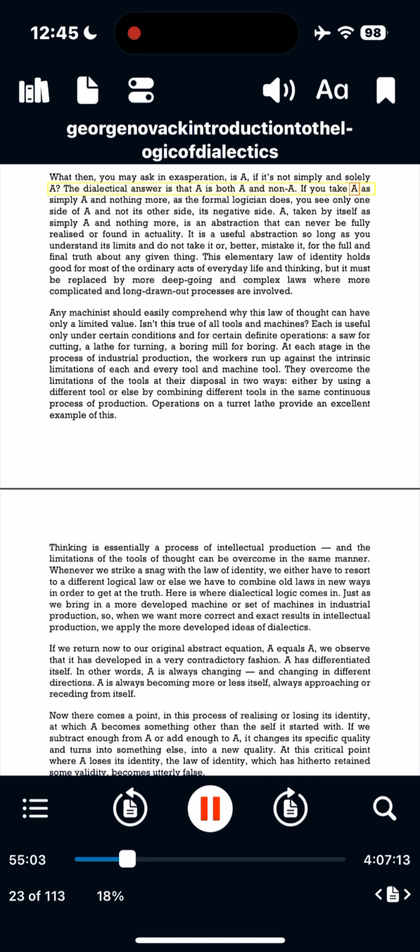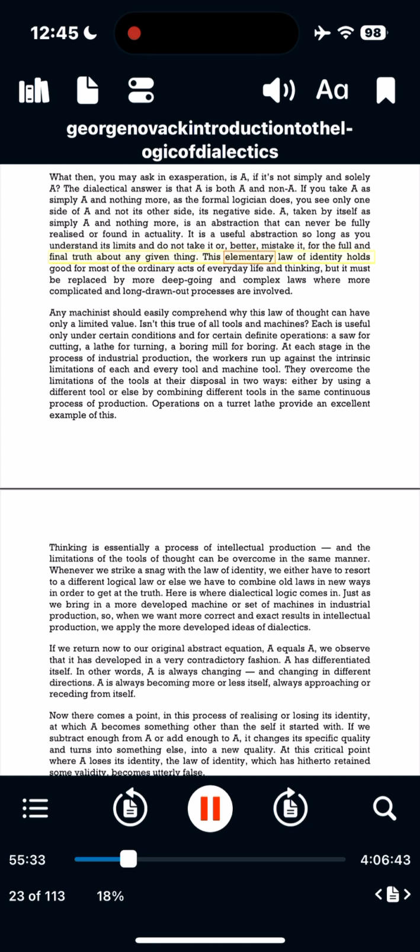If you take A as simply A and nothing more, as the formal logician does, you see only one side of A and not its other side, its negative side. A, taken by itself as simply A and nothing more, is an abstraction that can never be fully realized or found in actuality. It is a useful abstraction so long as you understand its limits and do not take it, or, better, mistake it, for the full and final truth about any given thing.